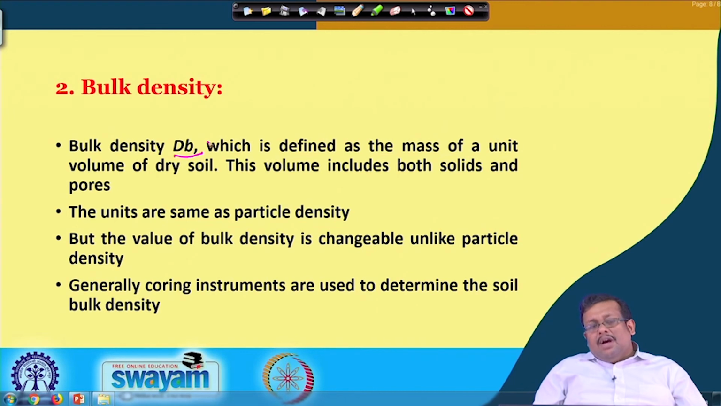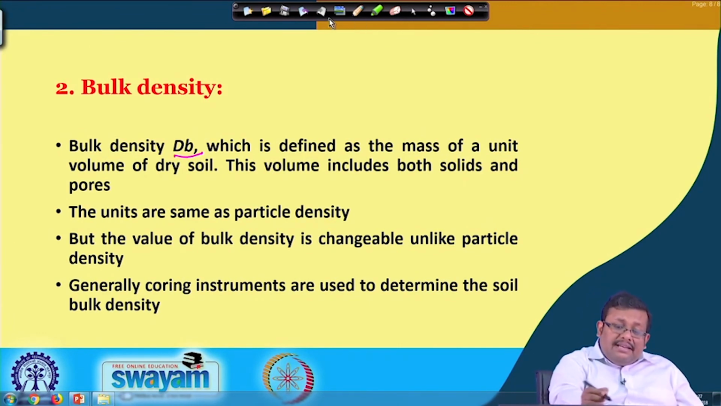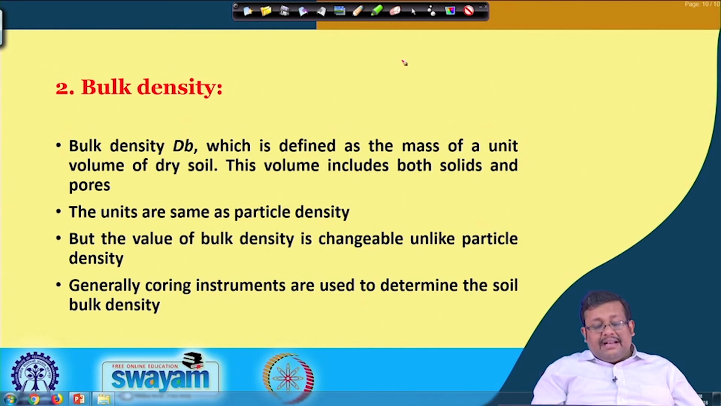In case of particle density, we are only considering the volume of solid particles. However, in case of bulk density, we are considering the bulk volume, that is the volume of solids plus volume of pores. So, the units are the same as particle density, generally expressed in terms of gram per cc, but the value of bulk density is changeable, unlike particle density, and generally coring instruments are used to determine the soil bulk density. So, let us see how we generally measure soil bulk density. Another important thing I just mentioned, that value of bulk density can be changed. However, particle density is more or less constant.